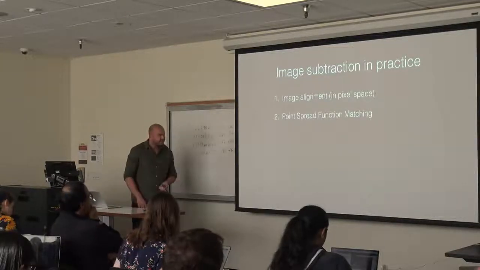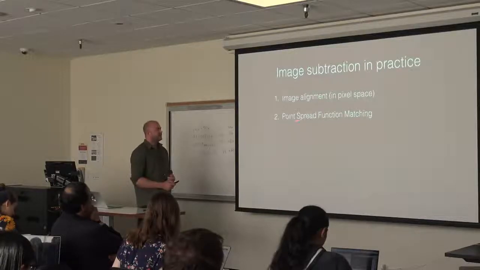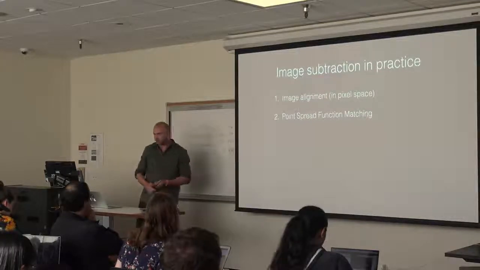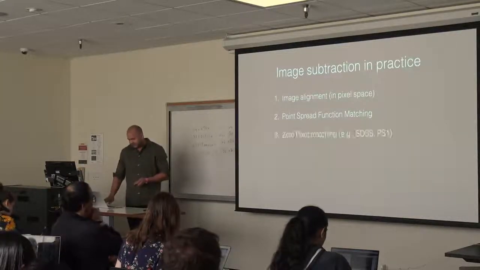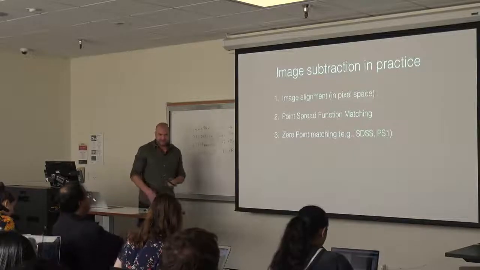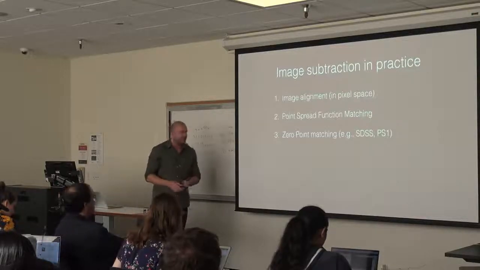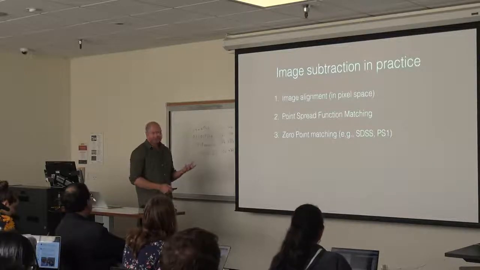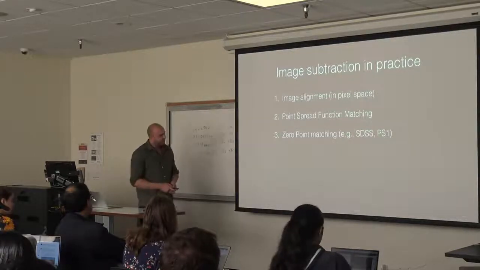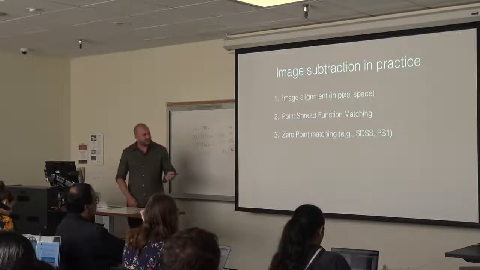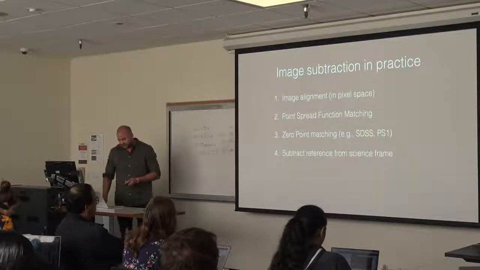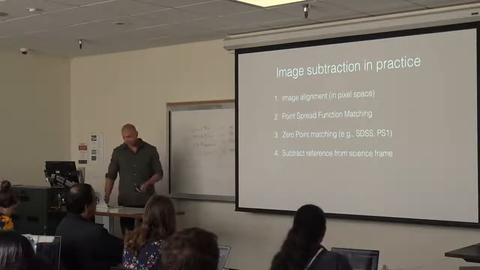Then you have to match what's going on with the stars in the images, the point spread functions. They have to be very similar. Otherwise, you will see residuals all over the place. And you have to match the scales in both images. Basically, you want the same flux in the stars, so they actually disappear. Okay. This is also where catalogs can be very useful. I will get back to that. Finally, you just do the subtraction.